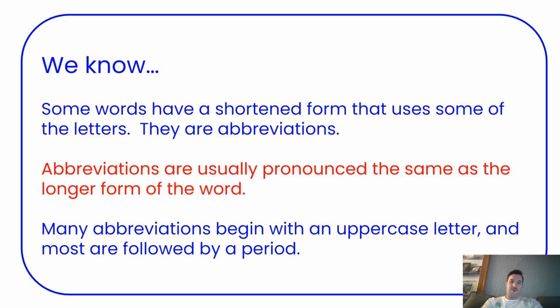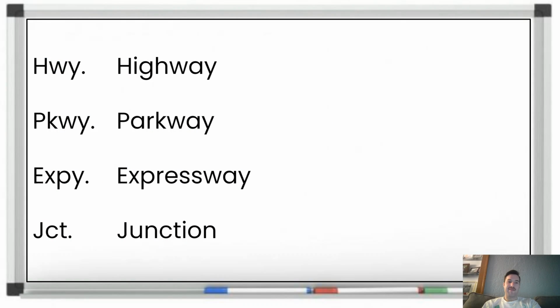So we know that some words have a shortened form that use some of the letters, and they're called abbreviations. And abbreviations are usually pronounced the same as the longer form of the word. And many abbreviations begin with an uppercase letter, and most are followed by a period, so that we know it's an abbreviation, with a capital letter at the beginning and a period at the end to show us that we have shortened that word down, like we have in all these examples.